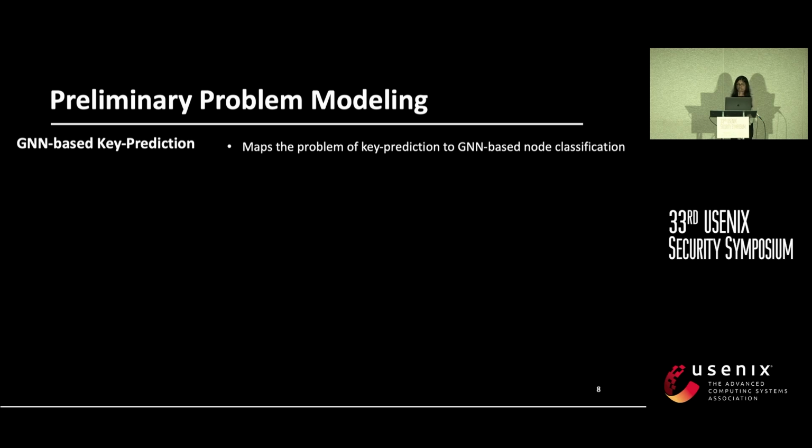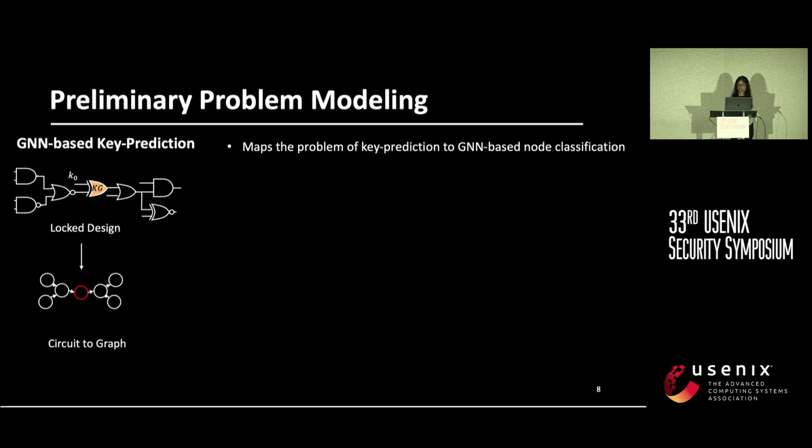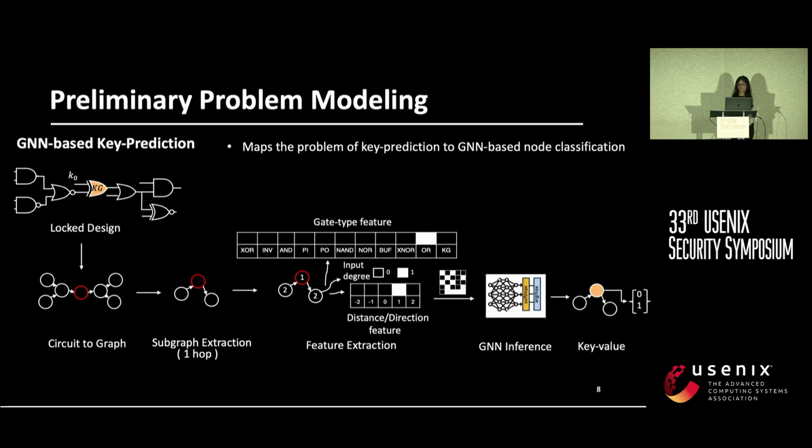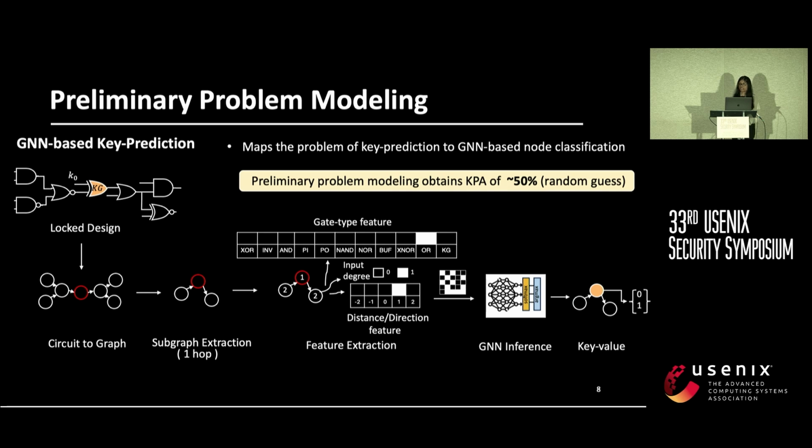We utilize GNN as circuits can be naturally represented as graphs, and GNNs are best suited for graphs. The locked design is first converted to a graph, and then we extract subgraphs around the key gate. Then we extract the features of the nodes in the subgraph and send them to the GNN for the prediction of the key value. We observe that the key prediction accuracy of the preliminary problem modeling is around 50%, which is nearly a random guess. Now, how do we find the reasons behind the failure of the GNN in key prediction?